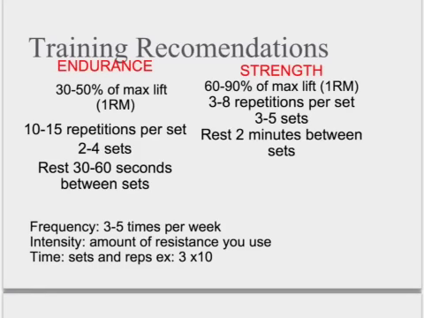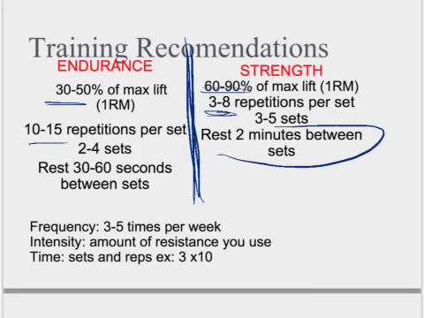So you can take a look here. There's the difference between strength and endurance when we're weight training. As you can see, one of the biggest things is I'm going to lift between 30 and 50% of my 1 rep max for endurance, and 60 to 90% of my 1 rep max for strength. So that's during my sets. Also during my sets, I'm going to do 3 to 8 repetitions with strength, where I'm going to do 10 to 15 with endurance. And then another big thing that's a difference is the rest between sets.